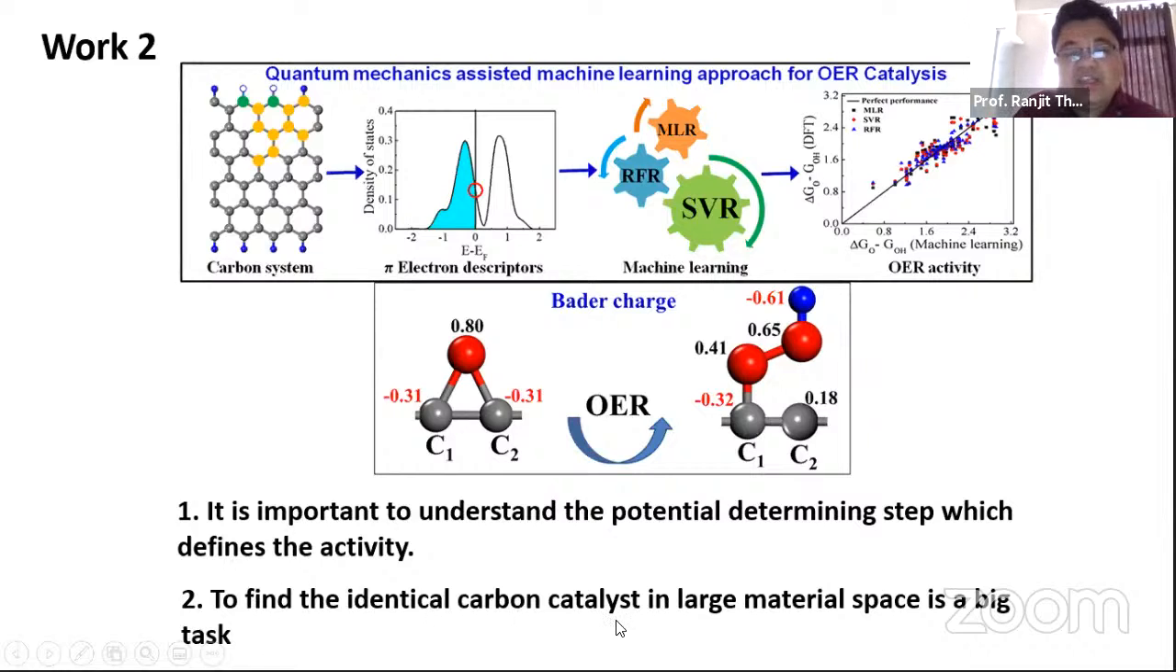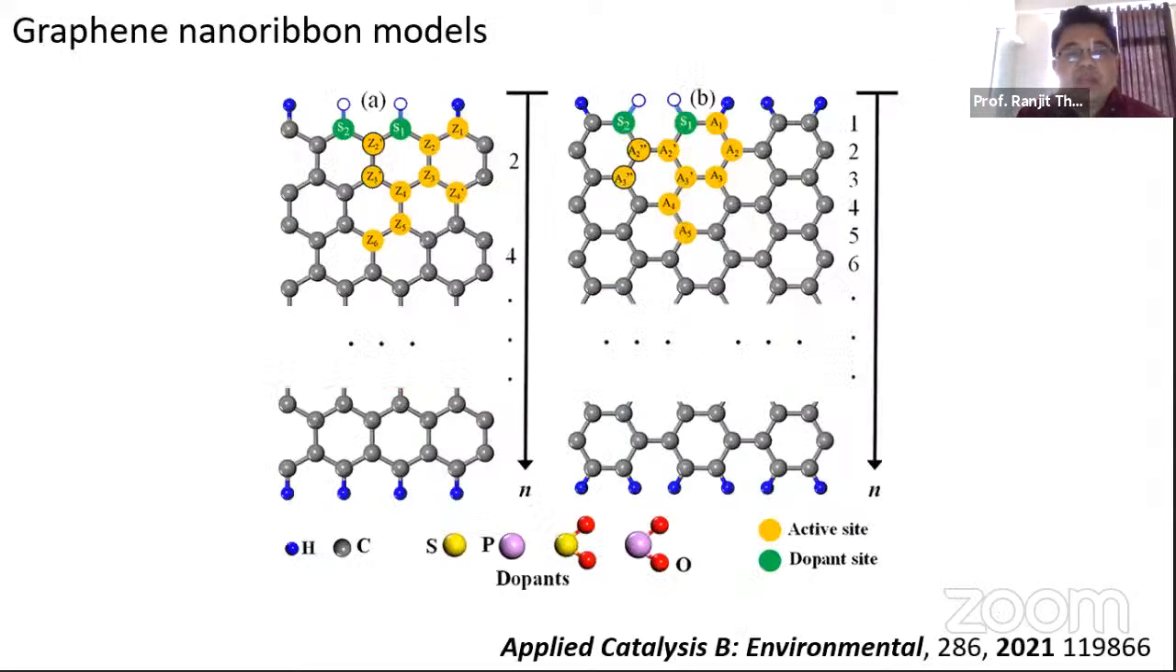And to find the ideal carbon catalyst in a large material space, if you do a lot of calculation or experiment, it takes a lot of years to define a new catalyst. So how we have reduced that is what we will introduce in this work. This is the structure we have taken: of course, zigzag and armchair graphene nanoribbons of different widths, and of course different types of dopants like SP, SO2 and PO2 dopants.